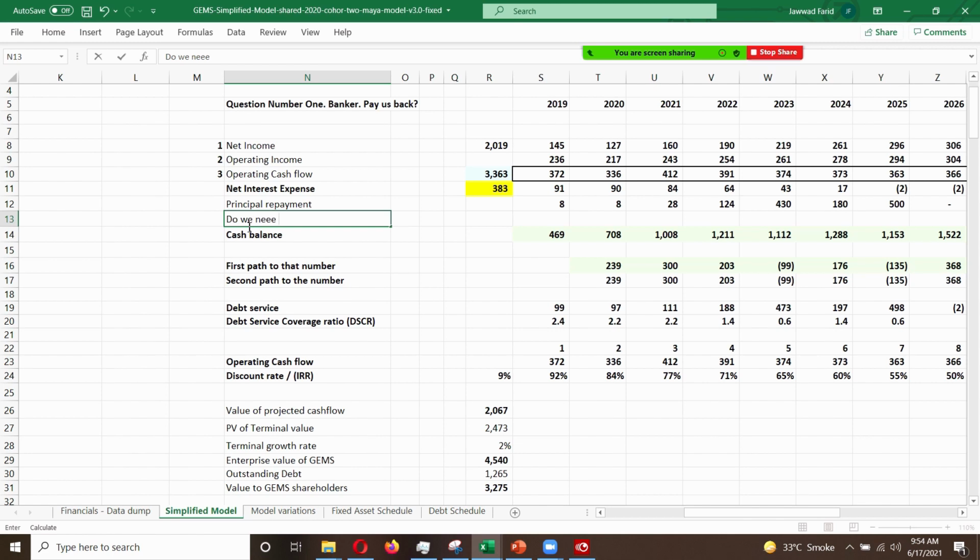Question number 2: Do we need more cash? We answer that question, right? From the ownership point of view.